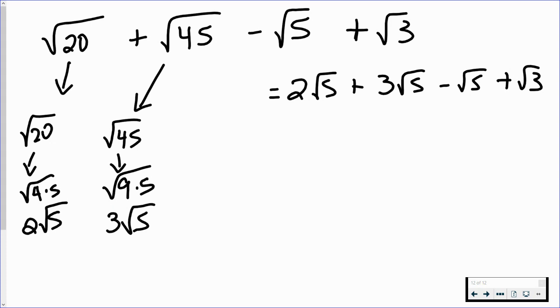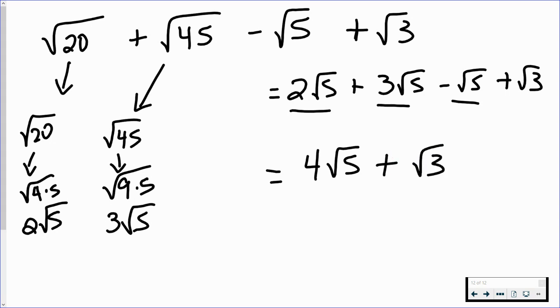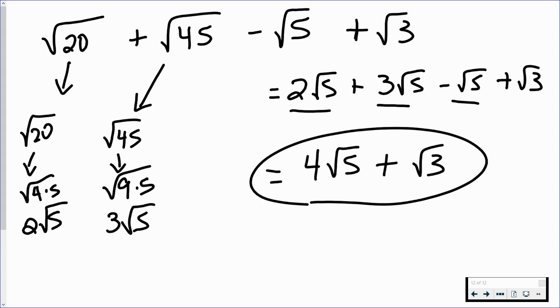So let's think about what we can combine. These 3 terms have the same square root. We can combine those. 2 plus 3 minus 1 gives us 4, and we have square root of 5. Now, the square root of 3 over here to the right is not the same square root, so we just leave it as it is. So our final answer would be 4 square roots of 5 plus square root of 3.